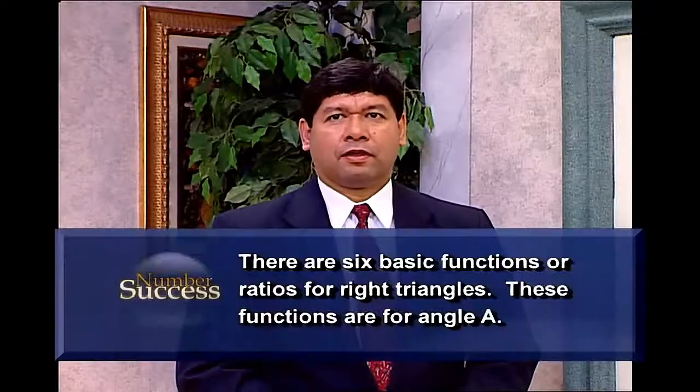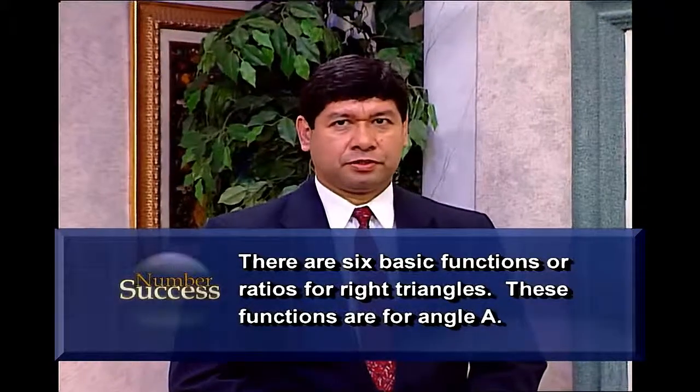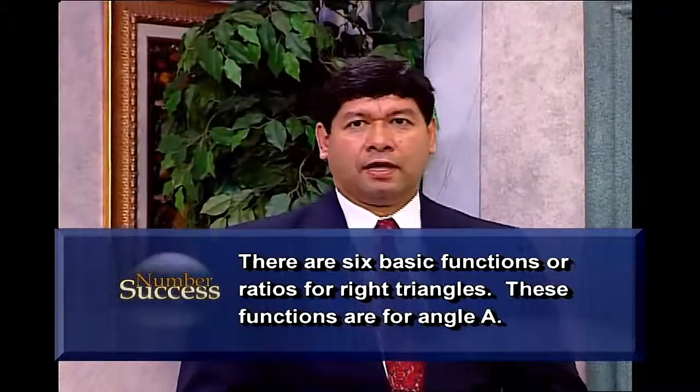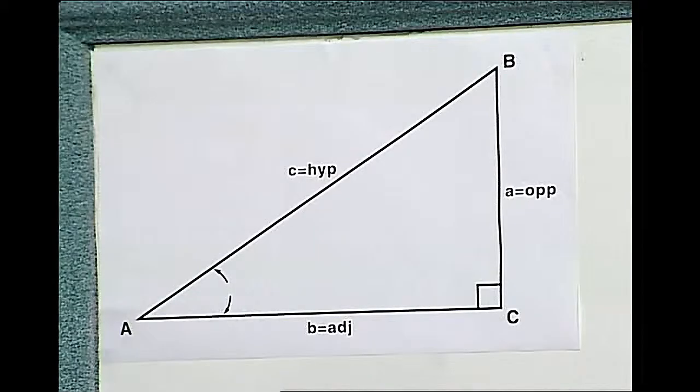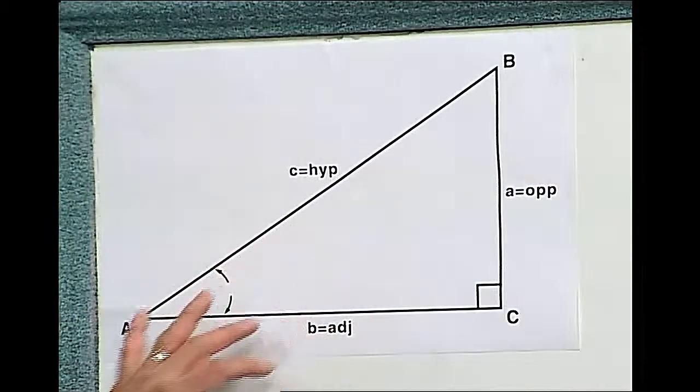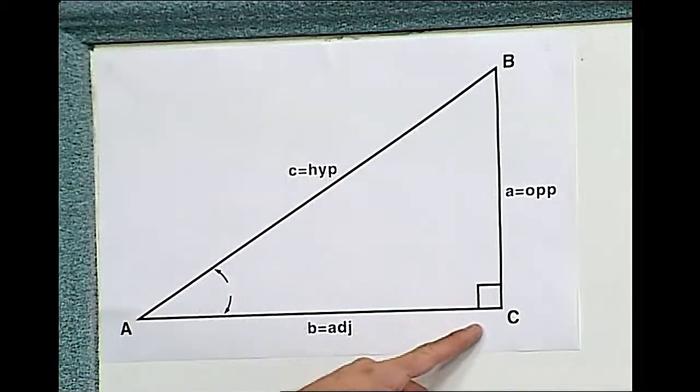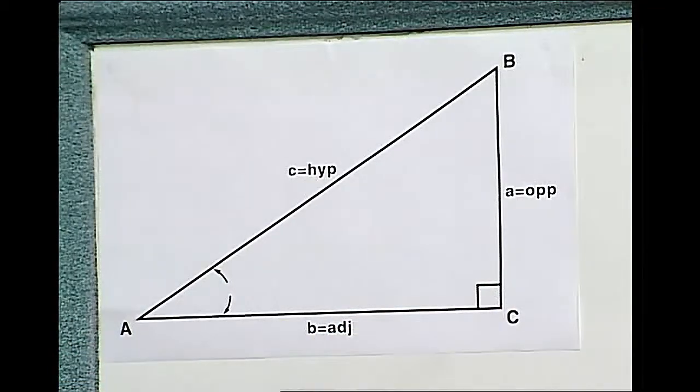Formula for finding functions of angles with right triangles. There are 6 basic functions or ratios for right triangles. These functions are for angle A. We have our right triangle, which is a scalene triangle, meaning every side is different in length, and of course it is a right triangle.